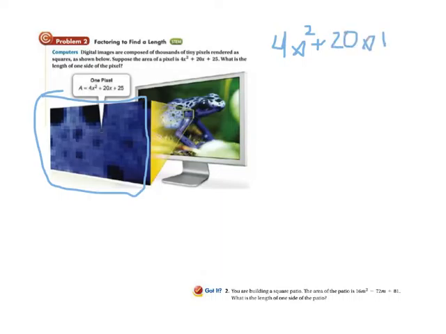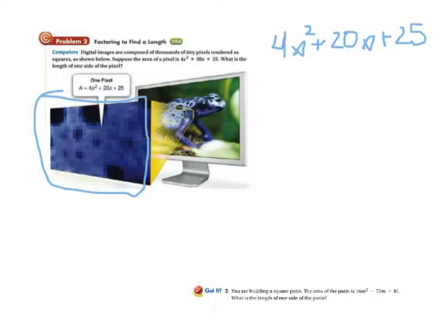Sorry, I'm dragging my stylus here. Alright, so we have our equation. We first check for greatest common factor, and 4 and 25 have nothing in common as far as factors go. So we cannot take out a GCF.